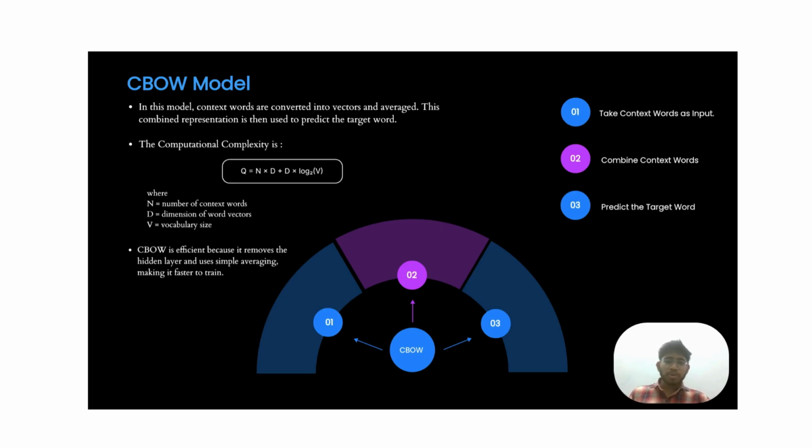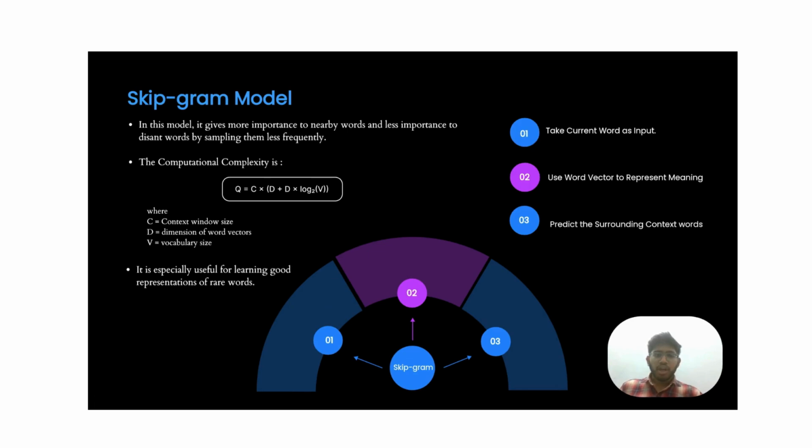And when we talk about the computational complexity, this is very efficient compared to NNLMs because here we are not using complex layers, and we are also removing the hidden layers and reducing the heavy computations. It uses simple averaging instead of complex neural computations, which makes it much faster compared to NNLMs.